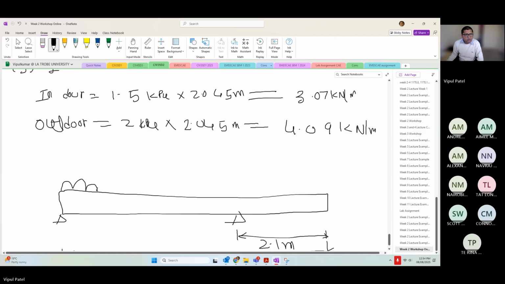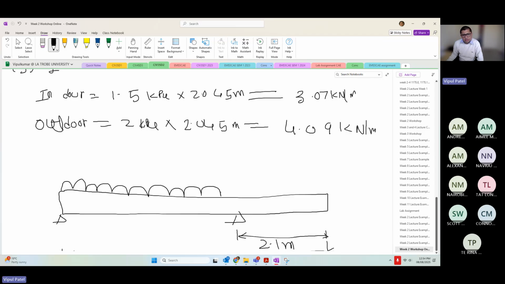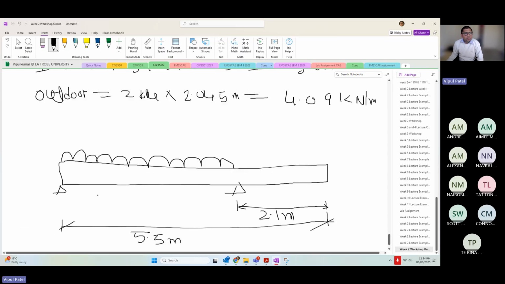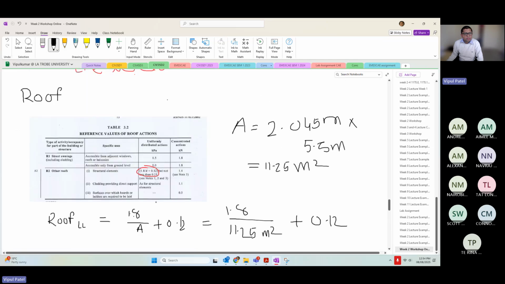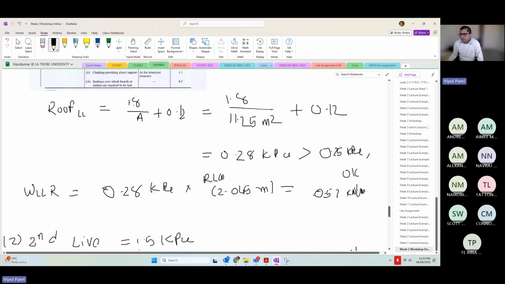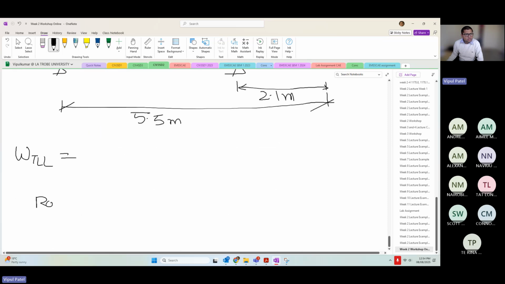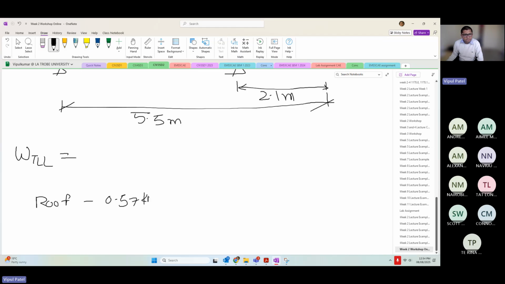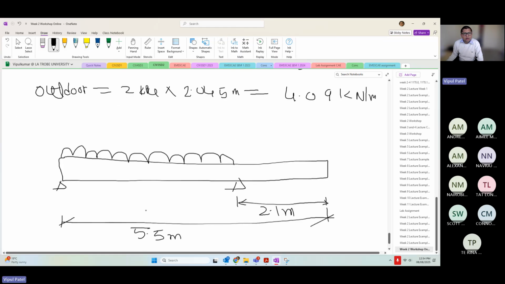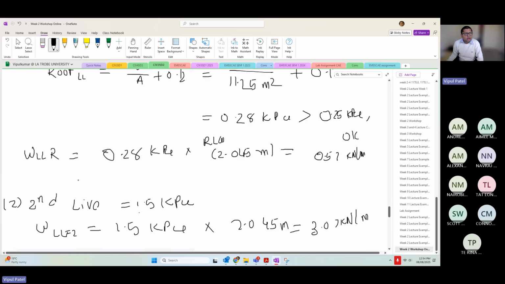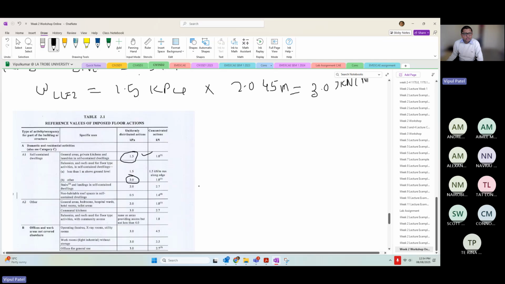Now you are going to calculate this indoor one first, live load. So if I want to calculate the total live load, I would have from the roof, how much was that? You remember that roof was giving us 0.57 kilonewton per meter. Right. Then after we will have the second floor. Second floor is giving me 3.07.